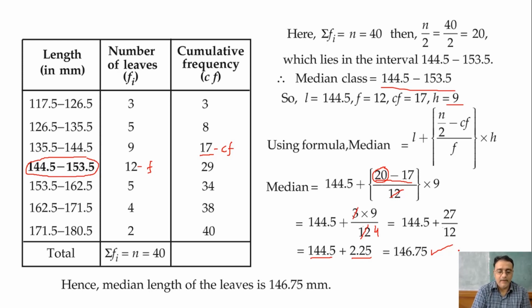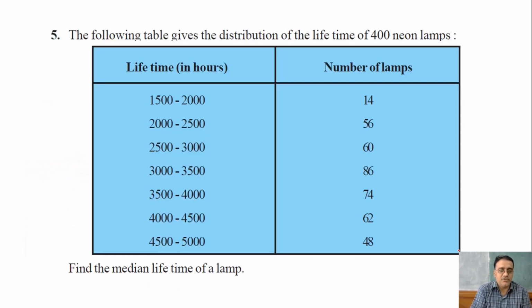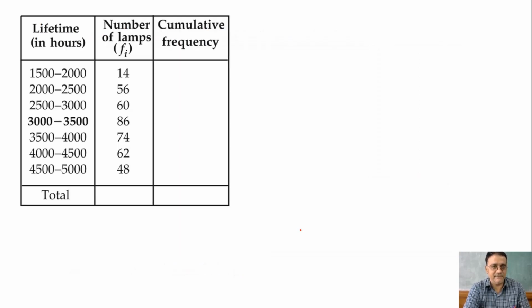No sir. Okay, now we will move towards the next question. The following table gives the distribution of the lifetime of 400 neon lamps. So total frequency is already given, and we have to check whether the class interval is continuous or not. Continuous hai, exclusive form hai? Yes sir. Okay, so hum log phir ek hi column banayenge extra, cf.